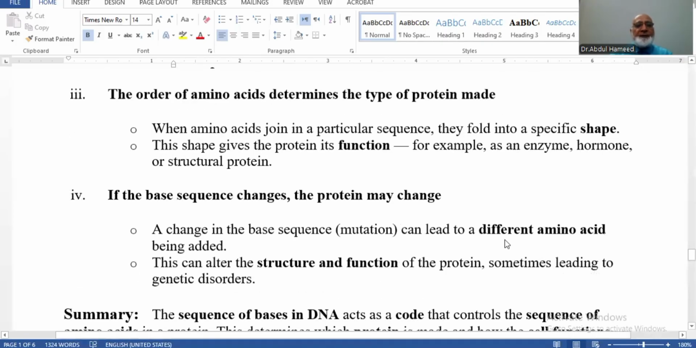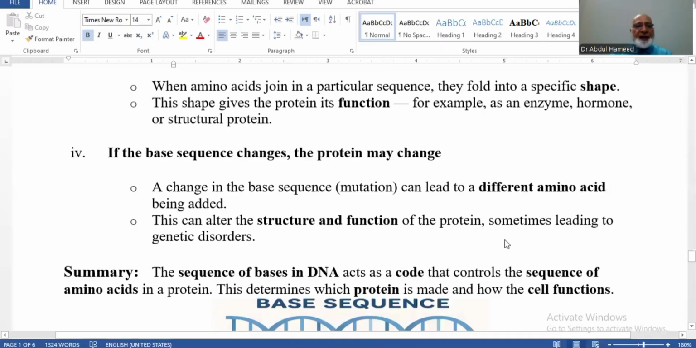If the base sequence changes, the protein may change. A change in the base sequence, that is a mutation, which is not a normal thing, and mutations are the raw material for even inheritance, can lead to a different amino acid being added. So this is the concept of hemophilia and some other genetic disorders. This can alter the structure and function of the protein, sometimes leading to genetic disorders.